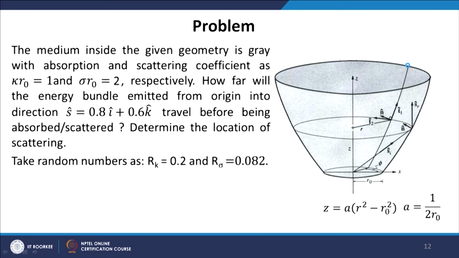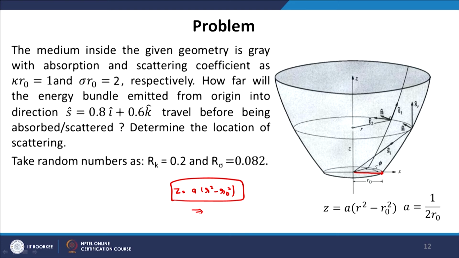So, now we will solve. We have this problem where the surface is represented by z is equal to a r square minus r naught square. So, this is the surface and a is equal to 1 upon 2 r naught. So, we have this nozzle or diffuser kind of geometry, the base radius of this geometry is r naught, and at any location the radius is r, and the vertical distance between these 2 points, that is where the radius is r and where the radius is r naught, is given by this relation z is equal to a times r square minus r naught square.